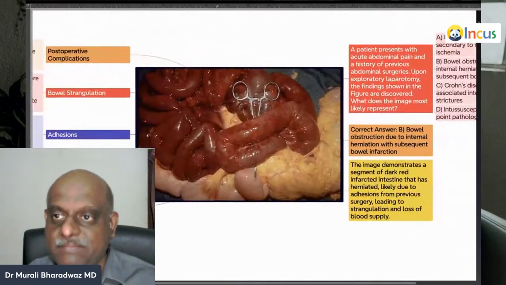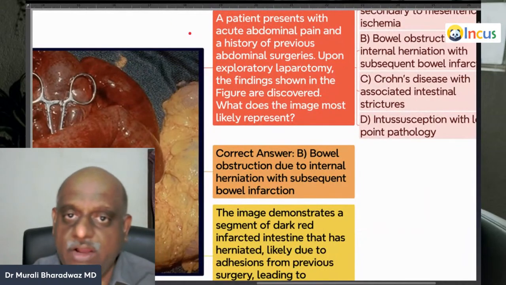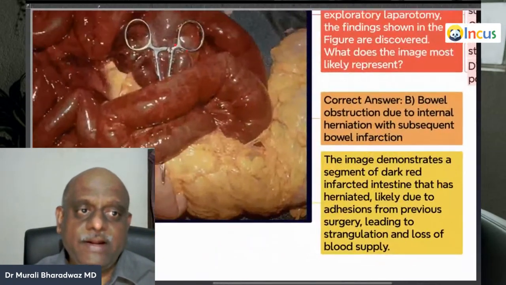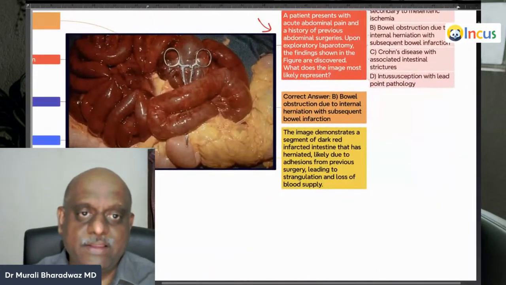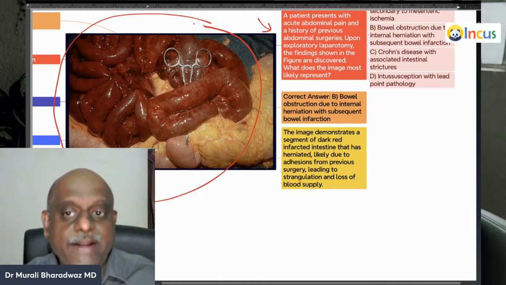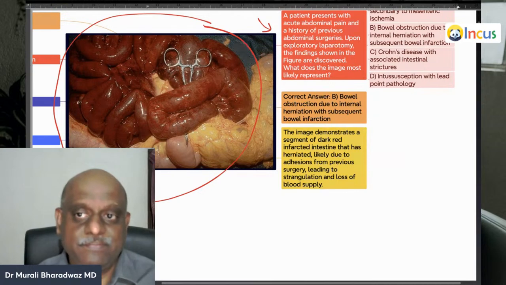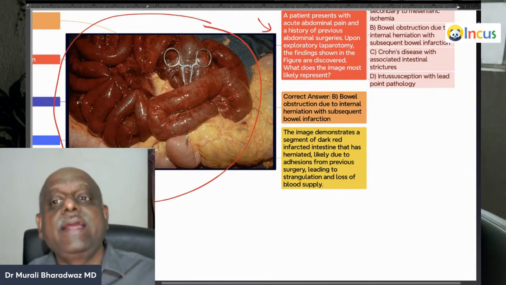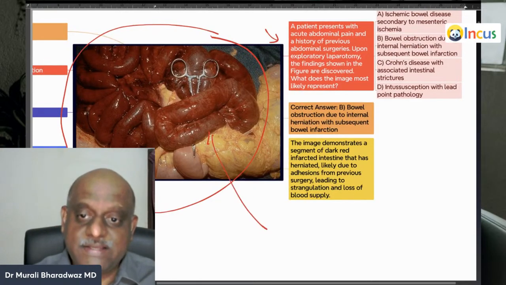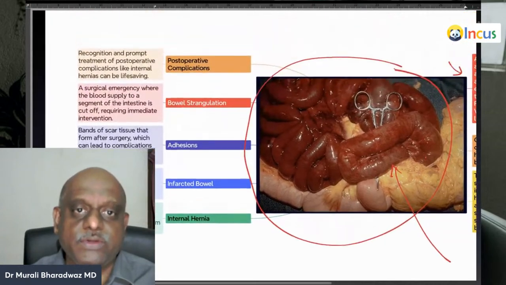Now, the next question. The patient presents with acute abdominal pain and a history of previous abdominal surgeries. You have done an exploratory laparotomy. So what did you find? What do you see here? There is a bowel obstruction because of internal herniation with bowel infarction. This is a segment of red infarcted intestine, which is what you need to remember.